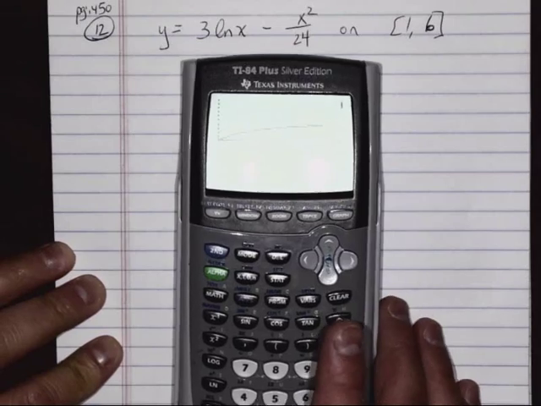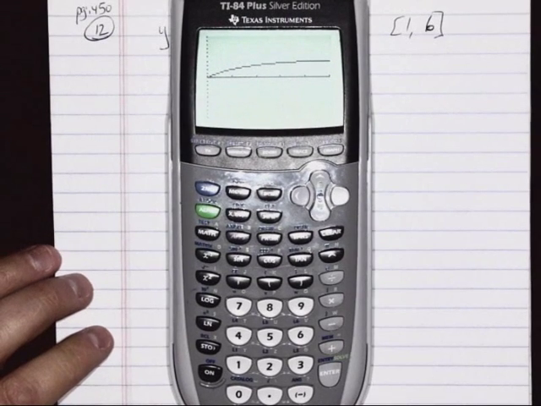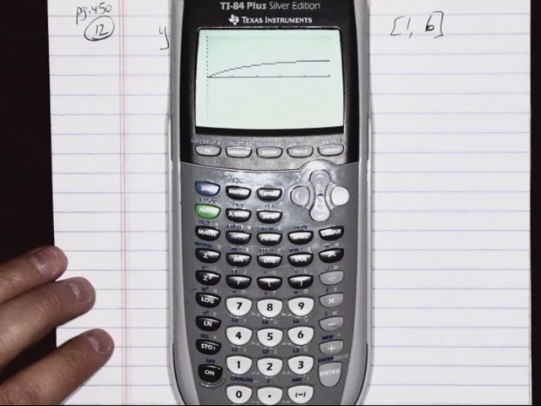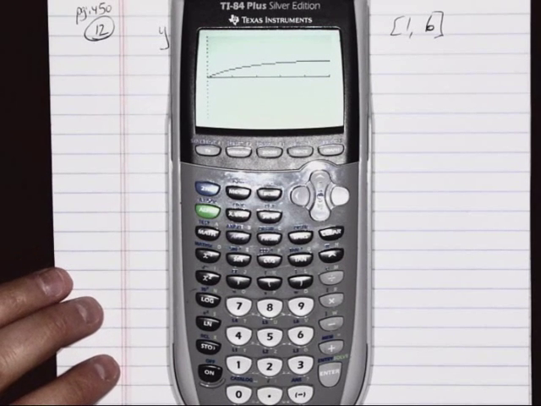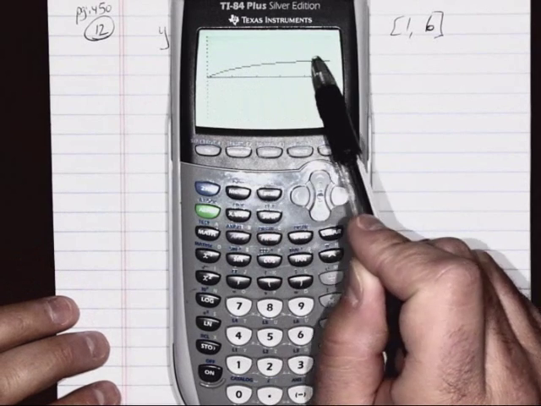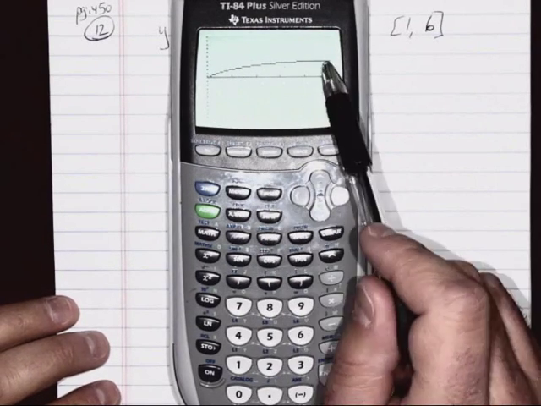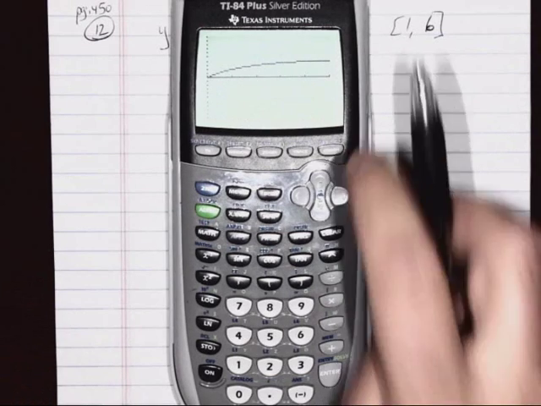Alright, so there we go. So there's our function, 3 ln of x minus x squared over 24, and that's on the interval from 1 to 6. So like I said, think about taking a flexible tape measure, starting here, measuring from here to here, 1 to 6. What's that distance, right? We're finding the measurement of that arc length. That's what we're doing through this calculus.